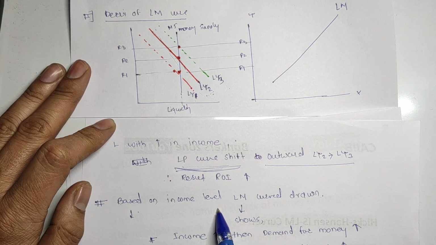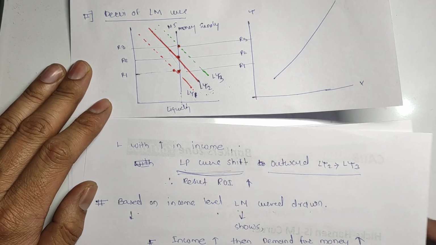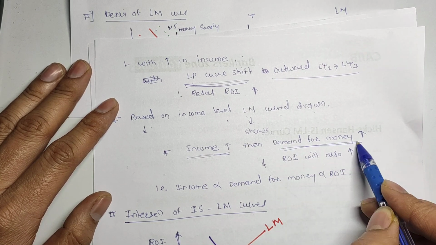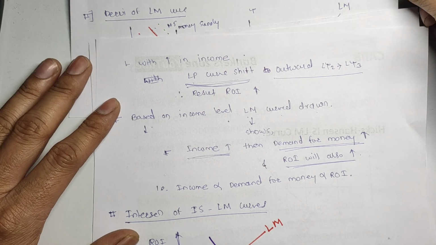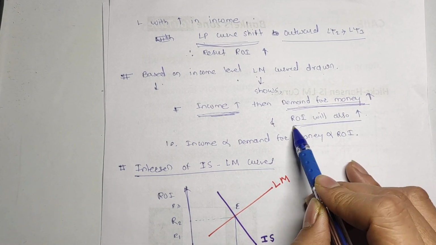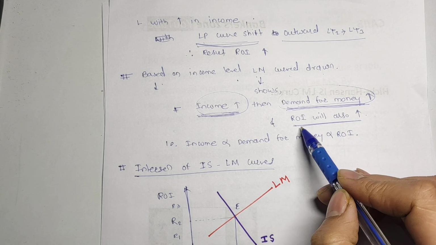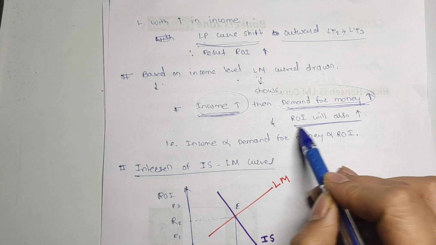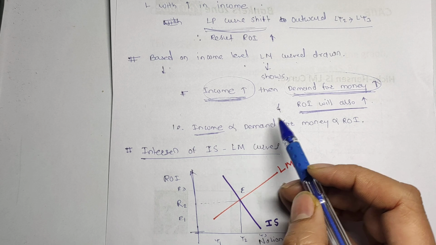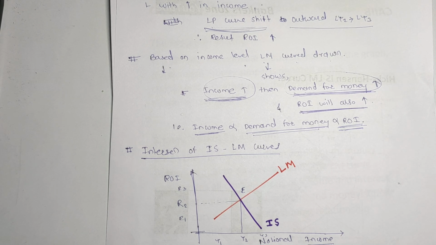And based on the income level, the LM curve is drawn. Here, if the income increases, then the demand for money will increase and the rate of interest will also increase. That is how they are interrelated. You can easily relate with yourself. If your income increases, then your demand for money will increase, and therefore the rate of interest will also increase. Similarly, what we can conclude is that income is directly proportional to the demand for money, and that is directly proportional to the rate of interest.